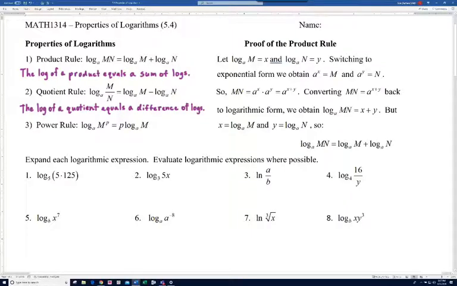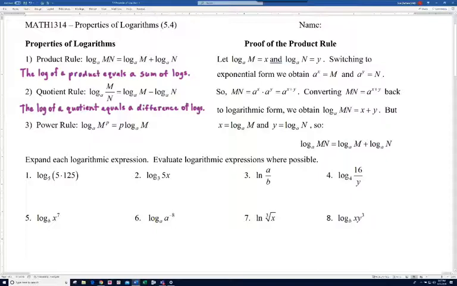So I would say the log of a quotient is equal to a difference of logs. And this makes sense. If the log of a product is equal to a sum of logs, then the log of a quotient, which is the opposite of multiplying, is going to be the opposite thing. Instead of a sum of logs, it's a difference of logs.